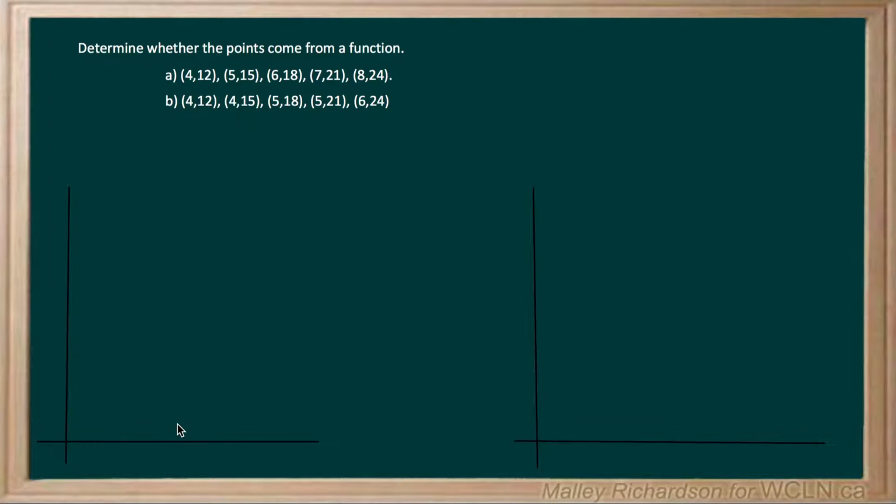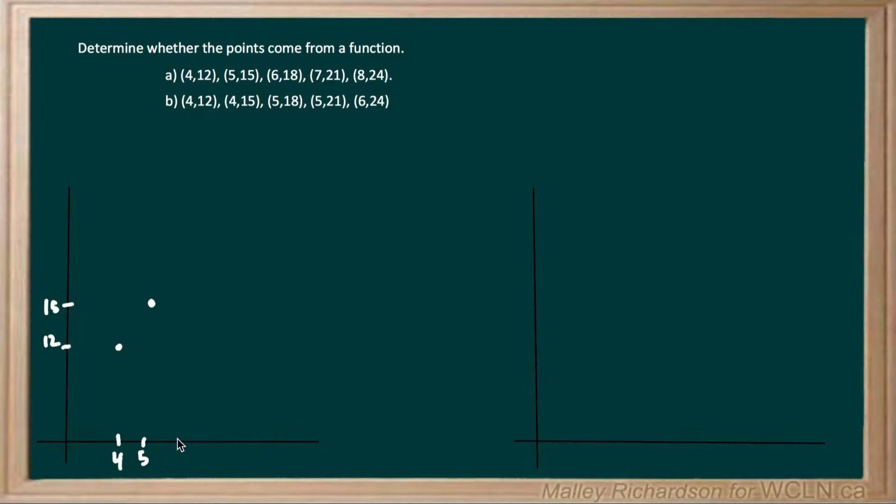So let's just say that this is where 4 is on our graph, and then we'll say 12 is somewhere around here. So our dot is going to meet in the middle of those two lines. Our next coordinate is 5 and 15. So we'll say that this is 5, and we'll say up here is 15. So following this 5 up to meet our 15, we have our new dot right here.